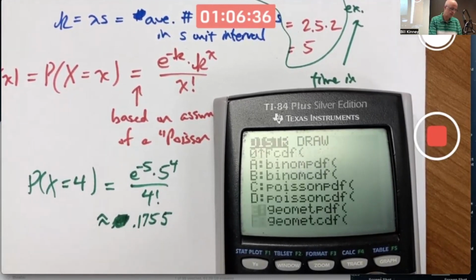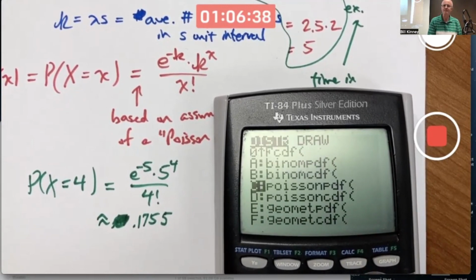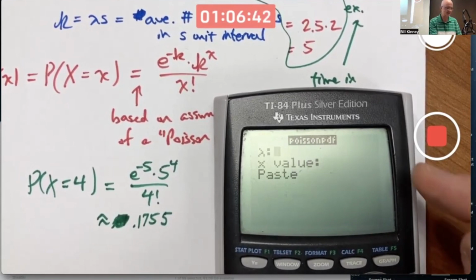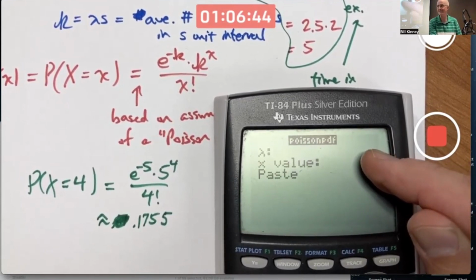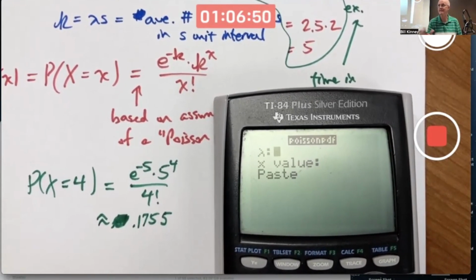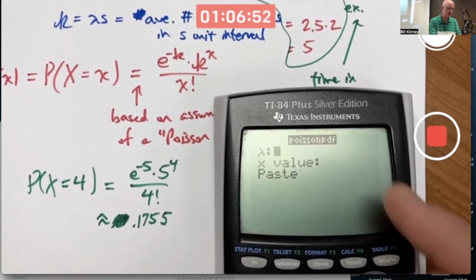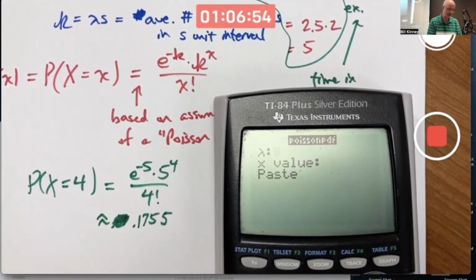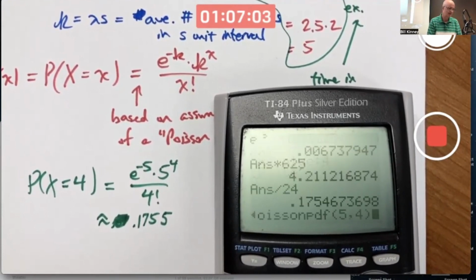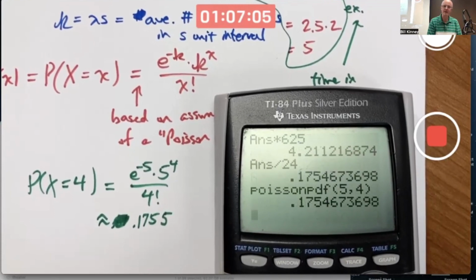Can a calculator or a program do a Poisson? Yes. Okay, here's something tricky. The lambda right there is the k, not our lambda. That's a difference in perspective. That's slightly different than our book. The lambda used right there is our K. Yep, 0.1755.